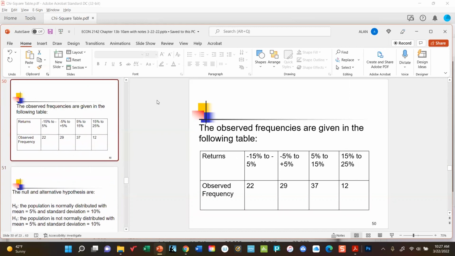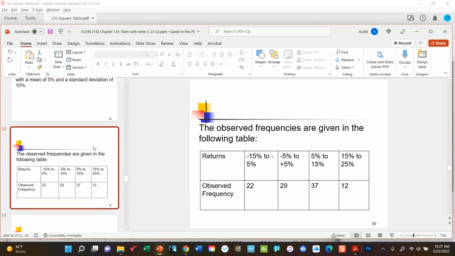And I've broken it up into ranges. So altogether, if you look at the frequencies, you'll see that we have altogether 100 observations. Okay. Of which, all of which fall into one of four categories. The loss between 15 and 5%, somewhere between a loss of 5% and a gain of 5%, a gain between 5 and 15%, and a gain between 15 and 25.